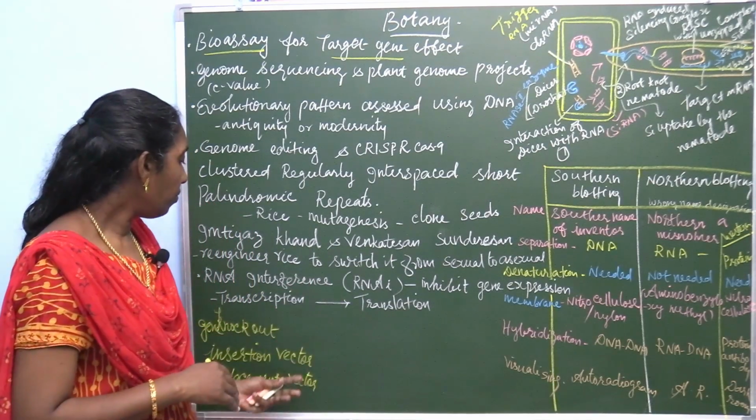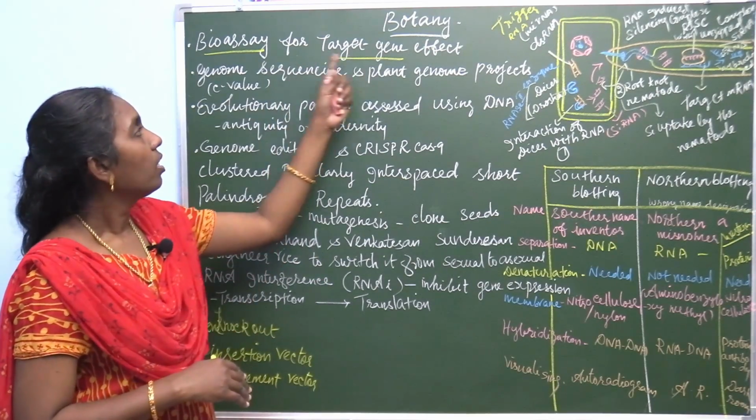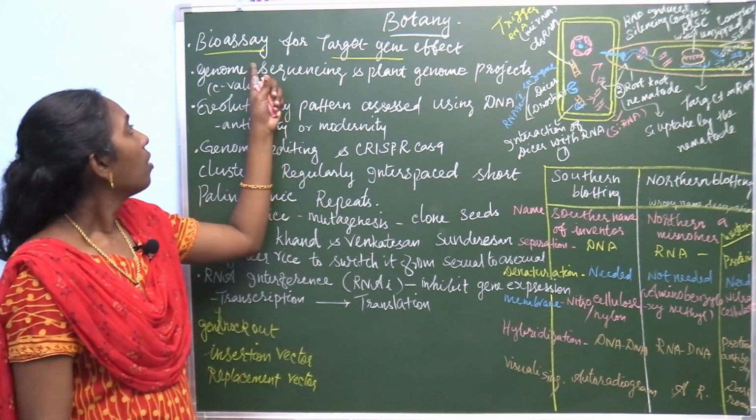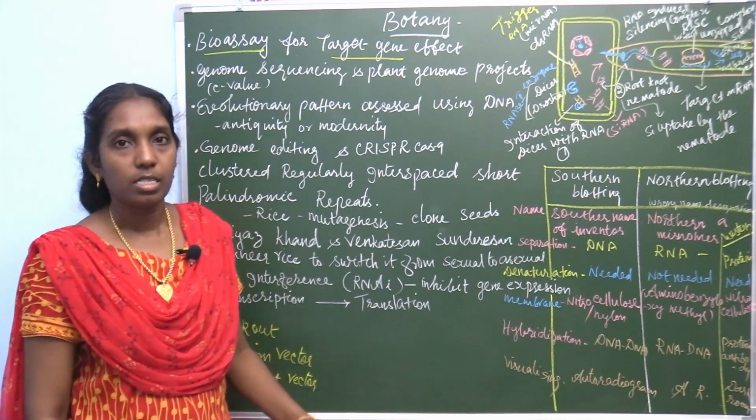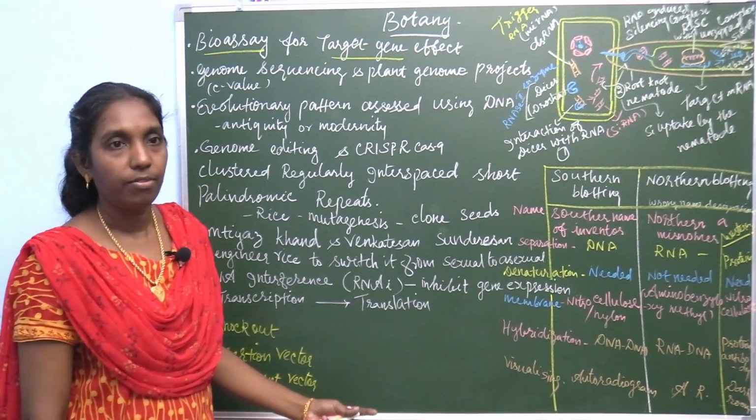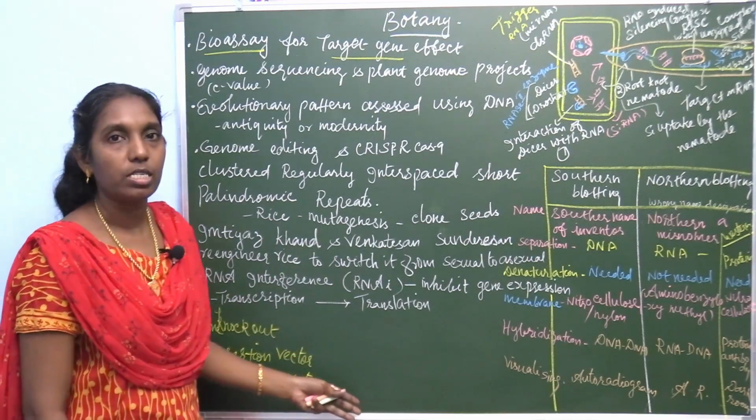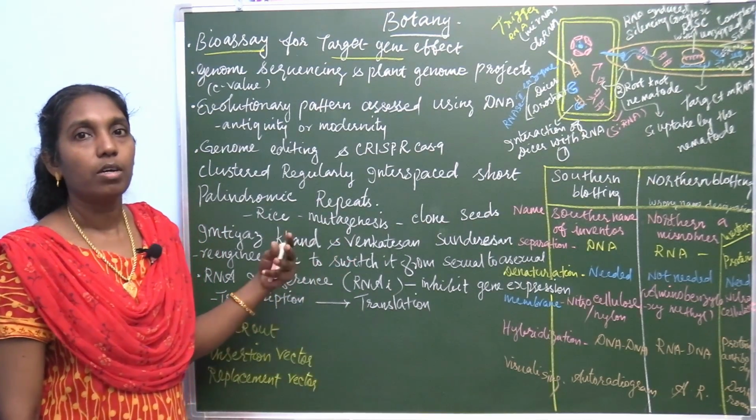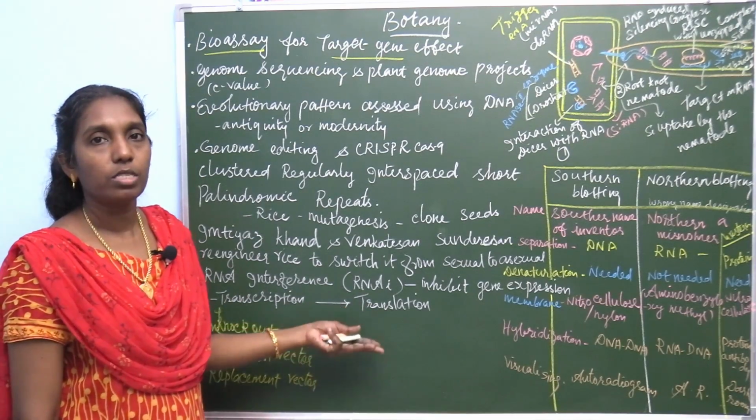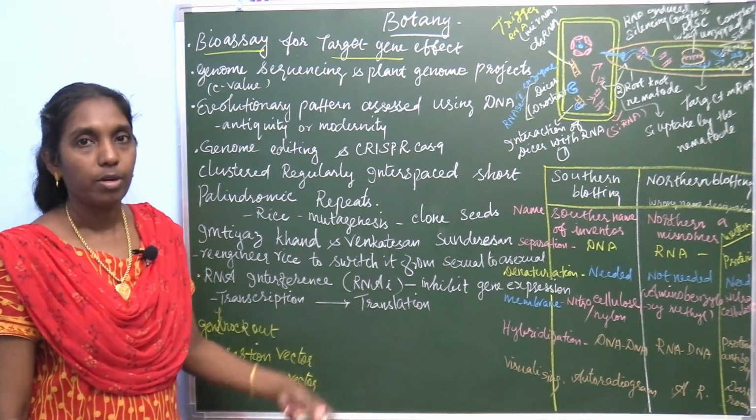So, these two vectors are used for this target gene effect. So, this is a 3-mark question. Prepare it for 3 mark. These all are 3-mark questions. Very important. Prepare it for 3 mark. When you are preparing for the exam, prepare 2-mark questions, 3-mark questions and 5-mark questions separately.